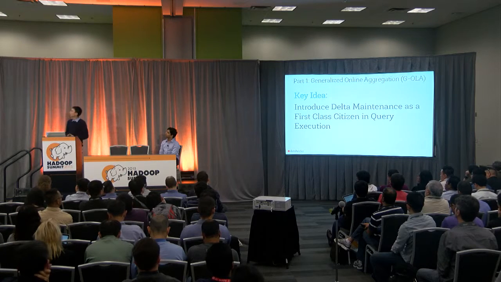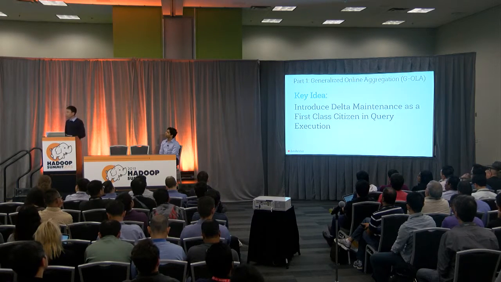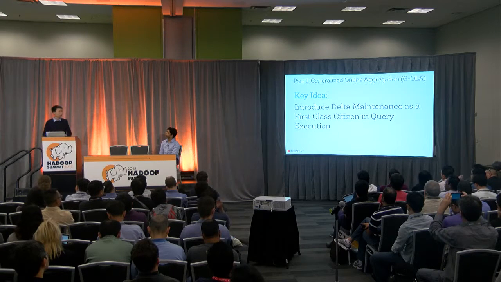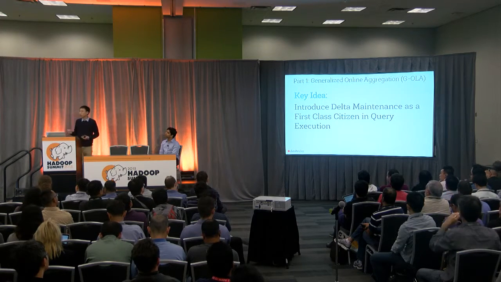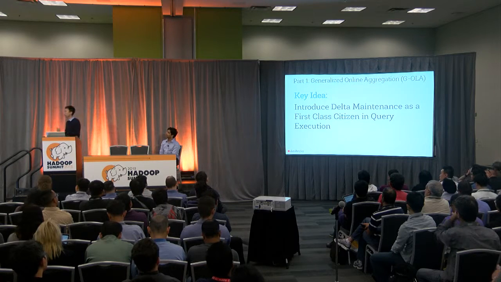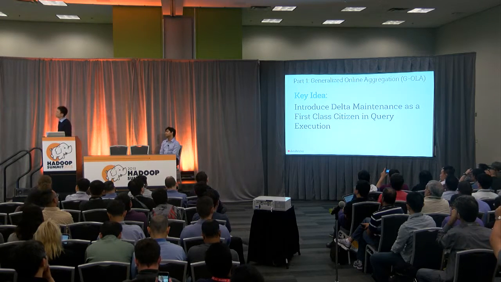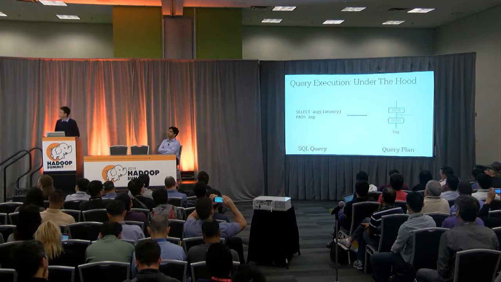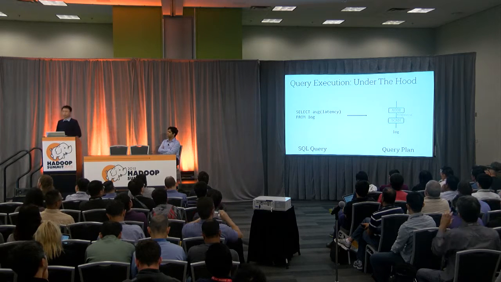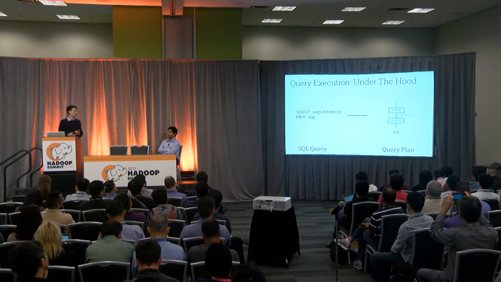Okay, so now let's get into the details of the GOLA library. The key idea of GOLA, which enables it to deliver these continuous partial answers, is that we introduce delta maintenance as a first-class citizen in query execution. So now let's look into query execution and see what is really happening under the hood.